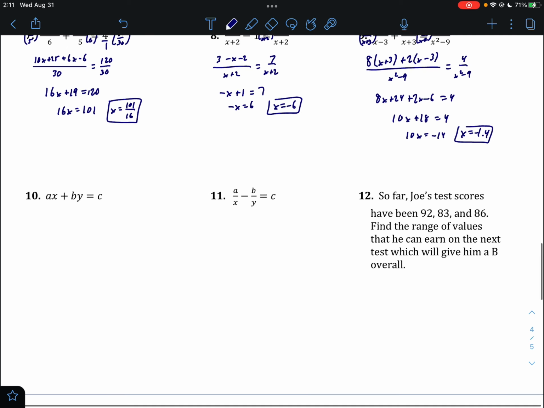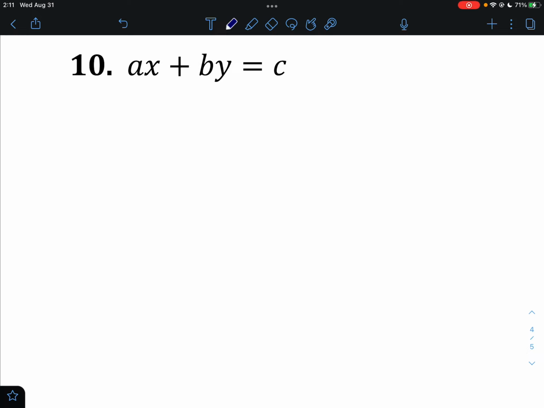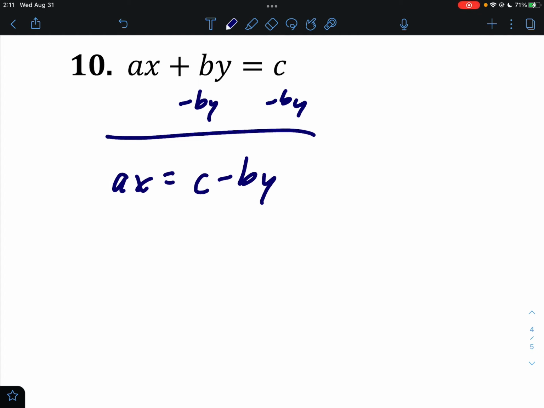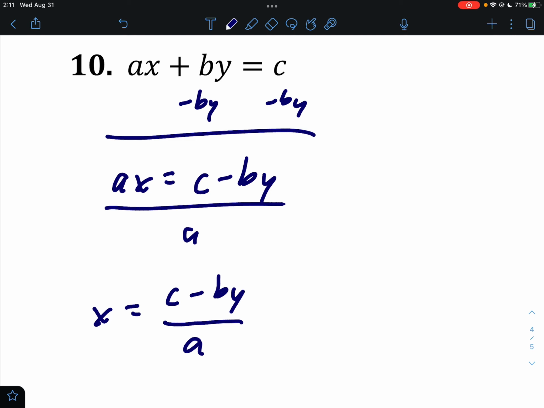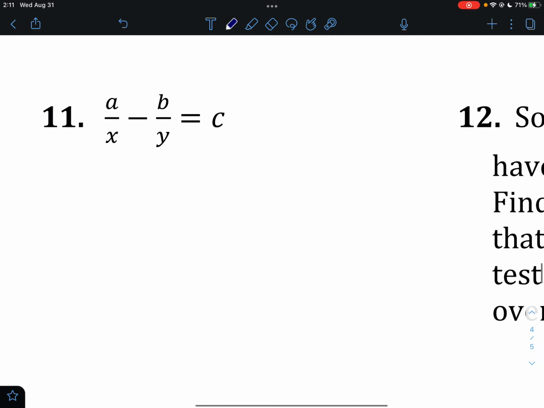So number 10 and 11 here, we're solving it for x, right? So we're going to get x by itself. So how do we get x by itself? The first step is to subtract by from both sides. And divide everything by a.